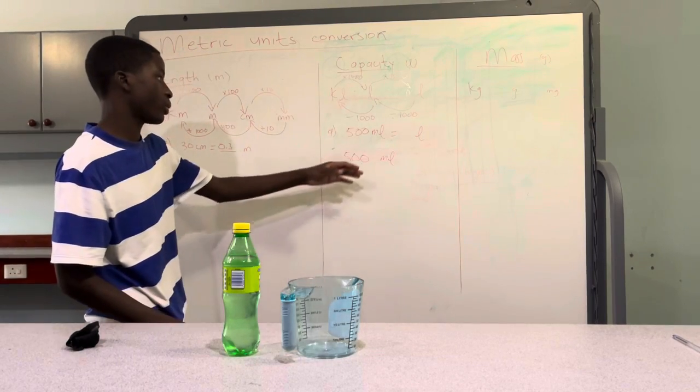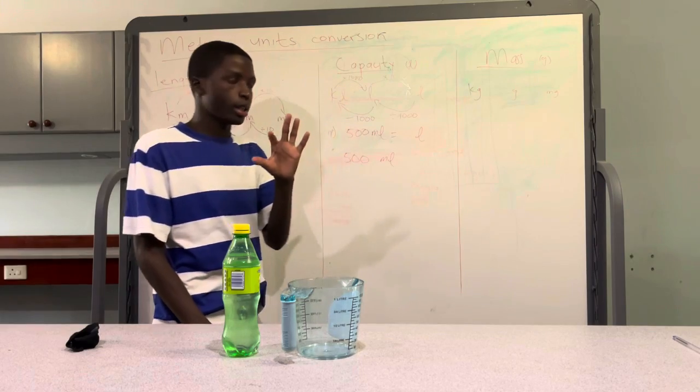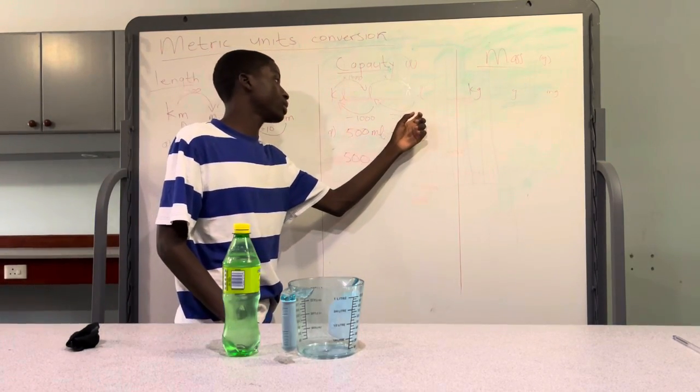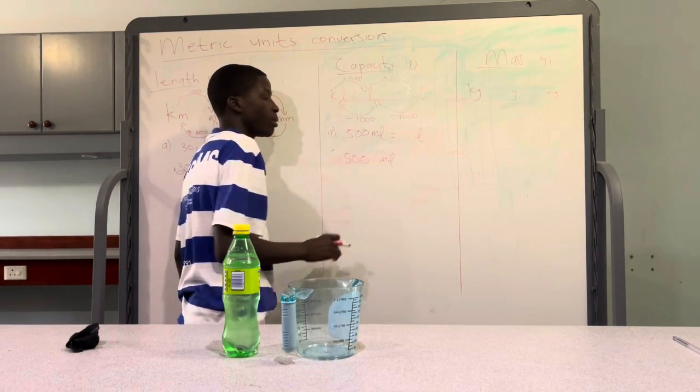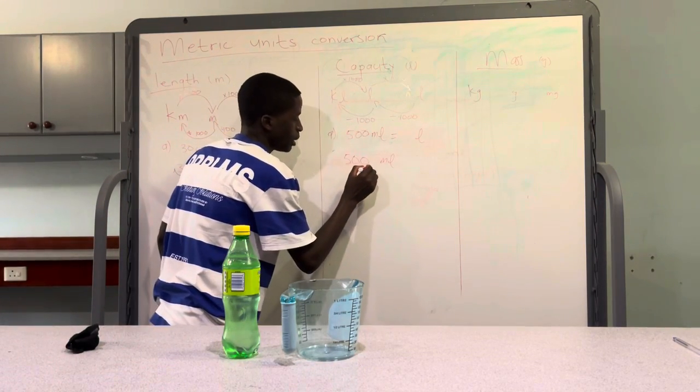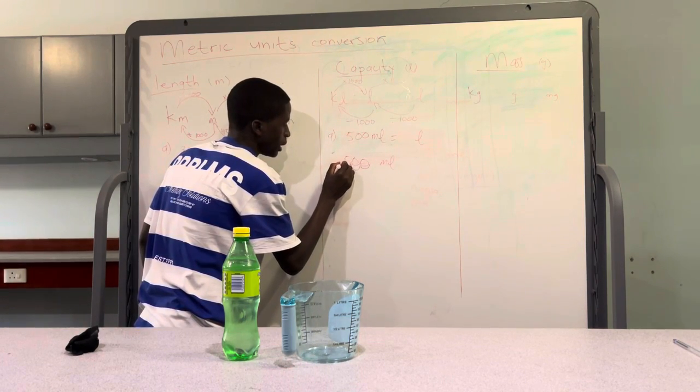If we are dividing with 1000, meaning we have to move our comma how many times? 3 times, because 1000 has 3 zeros. And we are moving our comma backward because we are dividing, how many times? 3. 1, 2, 3.